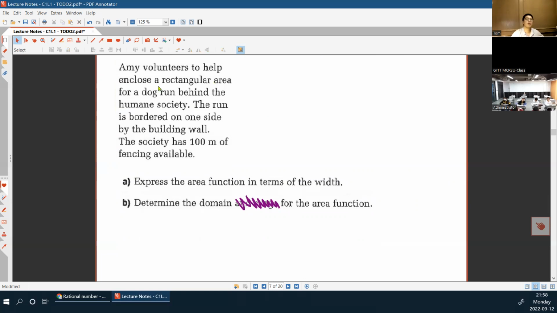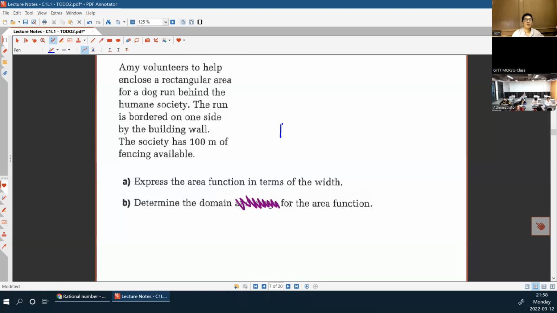Amy volunteers to help enclose a rectangular area for a dog run behind the Humane Society. The run is bordered on one side by the building wall. The society has 1 meters of fencing available. Question is, one, A, express the area function in terms of the width. B, determine the domain for the area function.